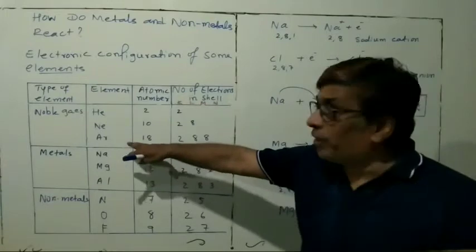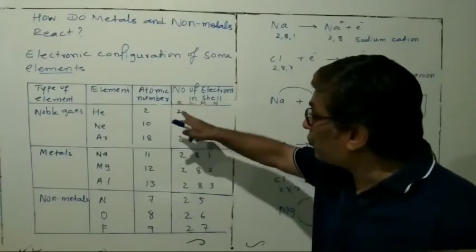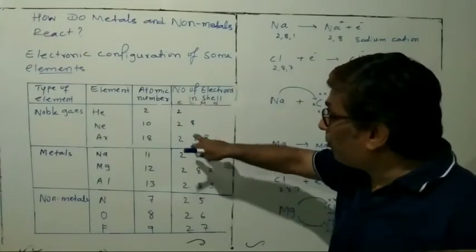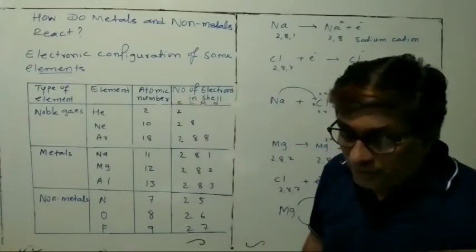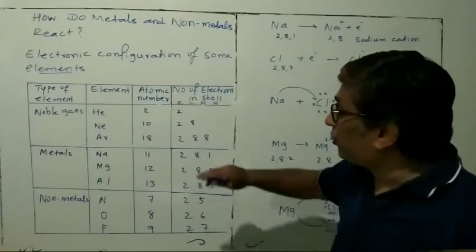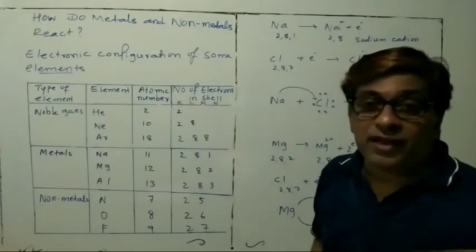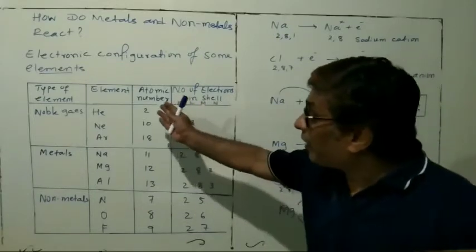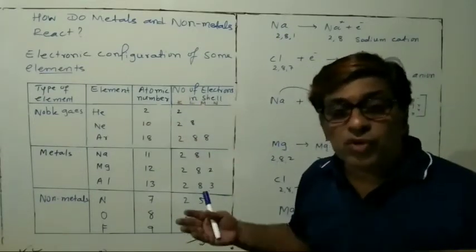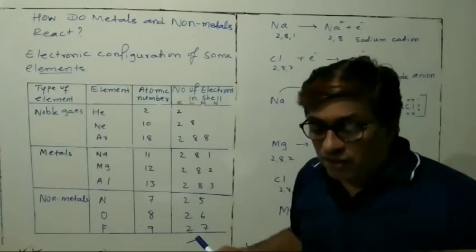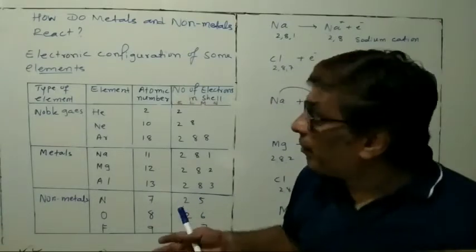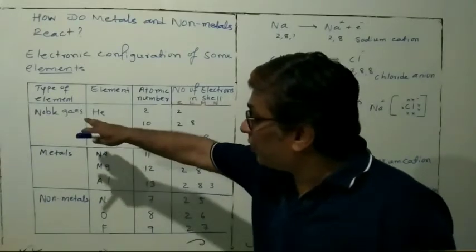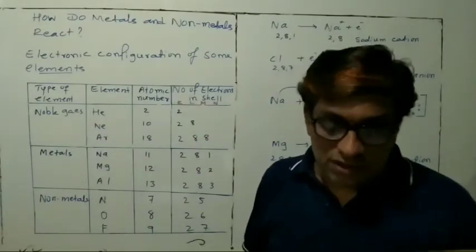They are called noble gases because in the outermost orbital their configuration is stable. So they have a stable configuration, 2, 8 or 2, 8, 8 forms. That is why they are less reactive. They will not go for any reaction. That is why they are called inactive gases, noble gases, inactive gases.